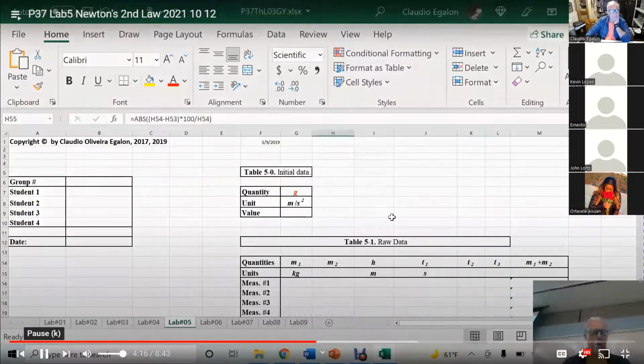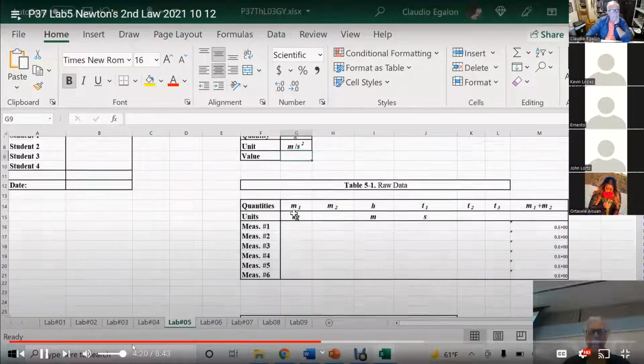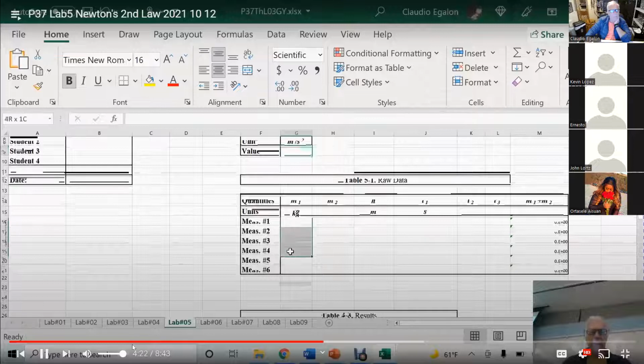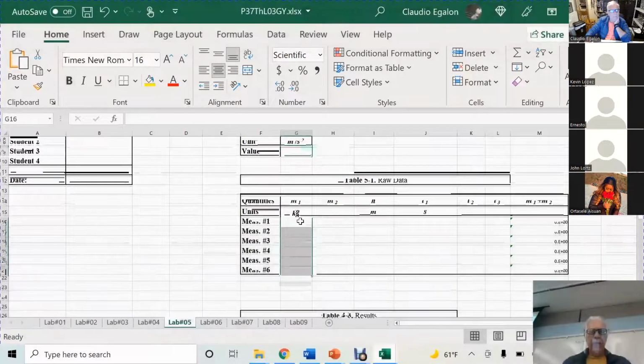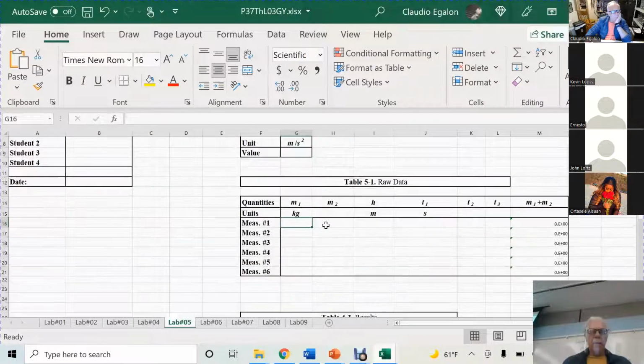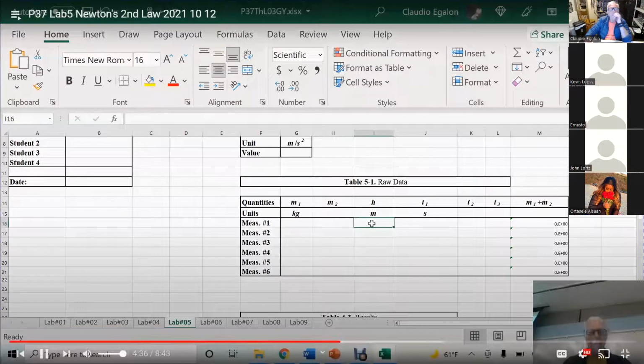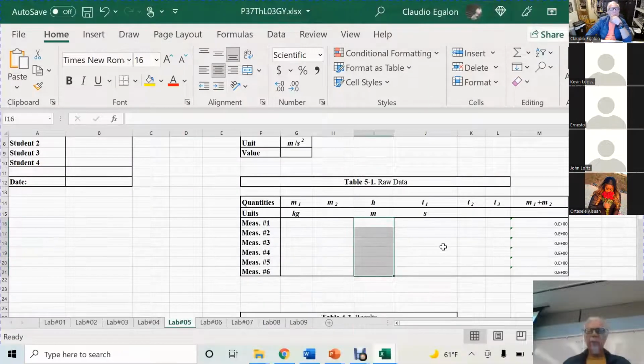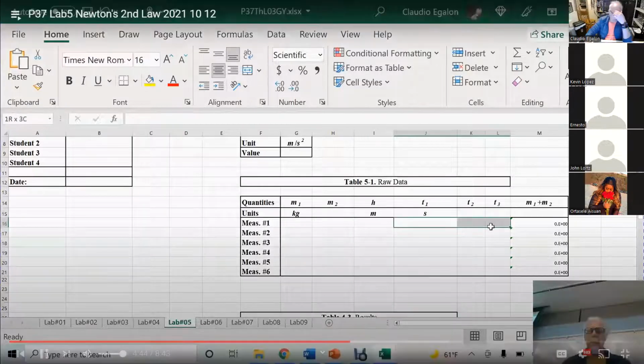Here you go. Here's the table. Here you're going to need the acceleration of gravity. You're going to need the mass M1. You're going to start with 500 here. We're going to start with 500 and something else. I'm going to tell you exactly the values. You're going to measure the height. Hopefully, you're going to have the same value for the height 6 times. Here's going to be T1, T2, and T3.